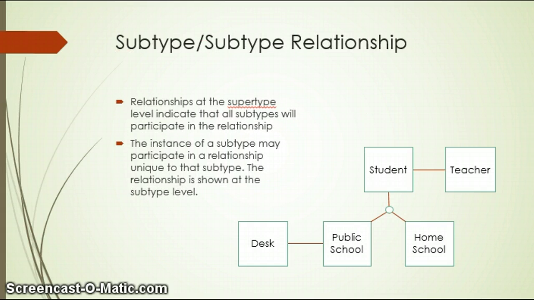Relationships at the supertype level indicate that all subtypes will participate in the relationship. Example, public school or home school both will have student and teacher. The instance of a subtype may participate in a relationship unique to that subtype. The relationship is shown at the subtype level. Example, school desks only belong to students at public school.